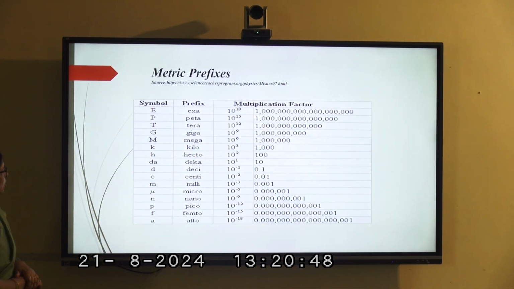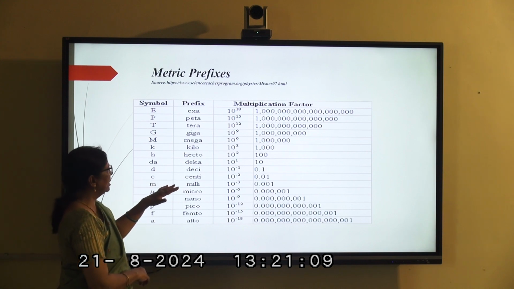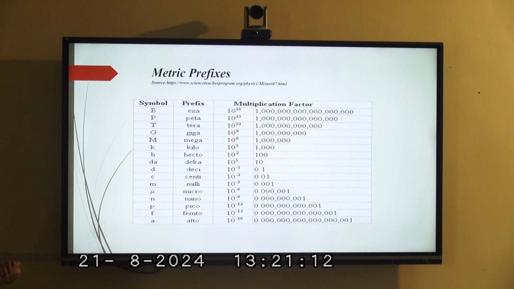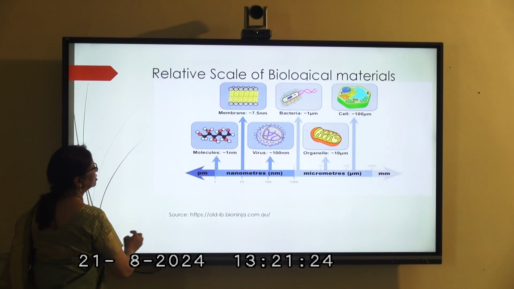To understand what we mean by nano, nano is a Greek word which means dwarf. If you look at this figure, we know that exa means 10 to the power 18. If we go into the dimensions of length, an exameter means 10 to the power 18 meters. And if we go to deci, deci means 0.1, centi means 0.01, and nano is one billionth of a meter, meaning 10 to the power minus 9 meter. So nano deals with a scale of 10 to the power minus 9.